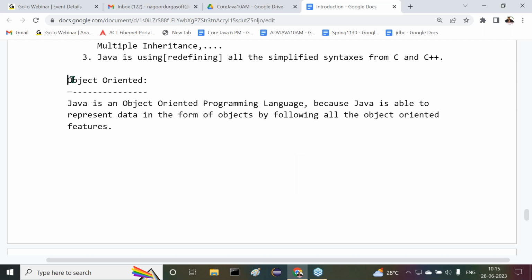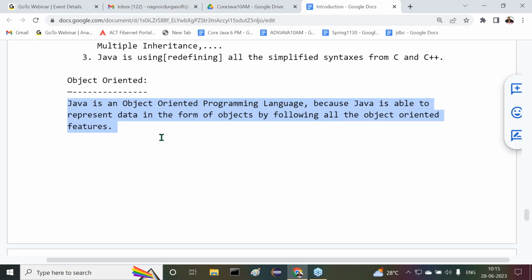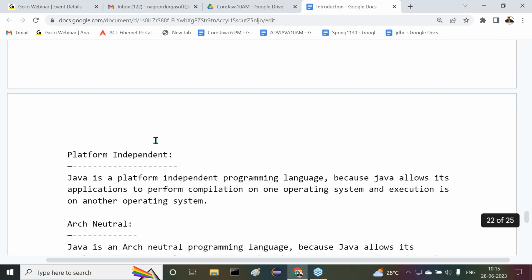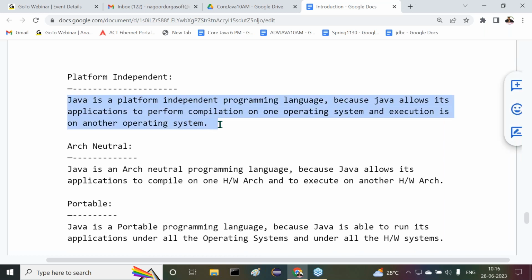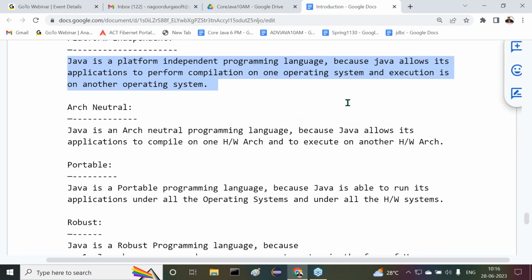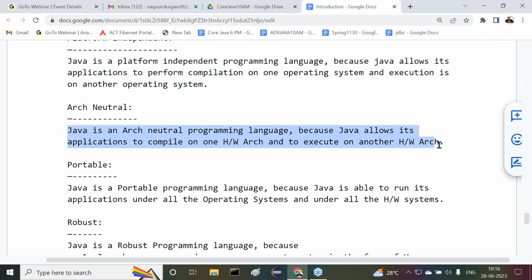Next, object-oriented programming language. Java is an object-oriented programming language. Why? Because Java is able to represent data in the form of objects by following object-oriented features. Clear. Platform independent programming language. What is this platform independent? Java is a platform independent programming language. Why? Because it allows its applications to perform compilation on one operating system and execution on another operating system.